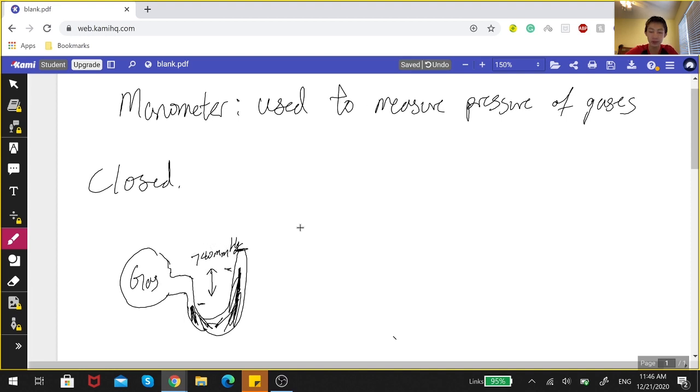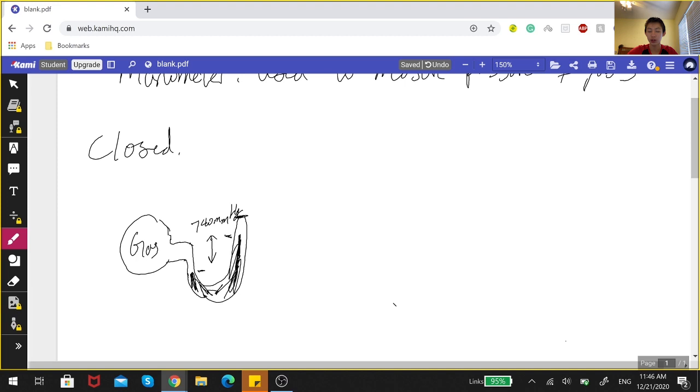And so our job is to find the pressure of the gas. What we have to do when you're dealing with a closed manometer is that the height it gives you is the height of the pressure. So now the question is, given the pressure on the gas shown here in kilopascals, kPa. And so we're going to have to do some conversion.